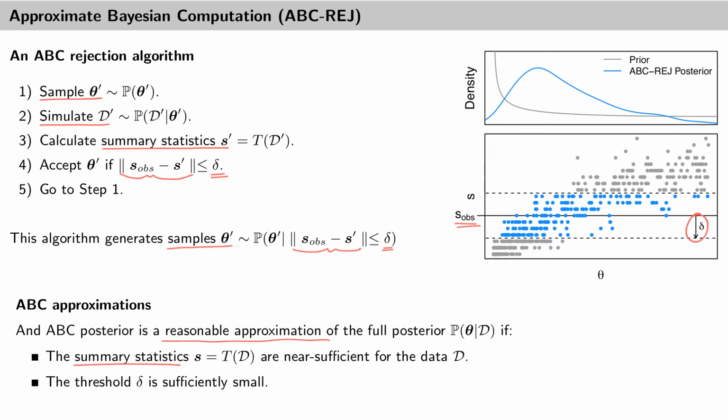First, the summary statistics chosen are actually near sufficient for the data. That is, they contain essentially all the information about the parameter that is also contained in the data. The second condition is that the threshold delta is sufficiently small. If delta is large, then candidate parameter vectors get accepted under which it would actually be impossible to obtain the observed summary statistics. However, it might still be possible to obtain summary statistics close to those observed. As a result, ABC posteriors tend to be too broad and to include parameter vectors under which it's actually impossible to obtain the observed data.